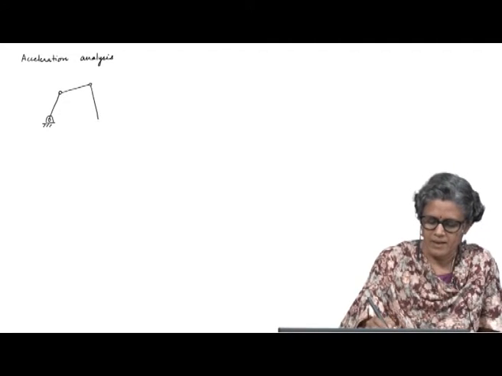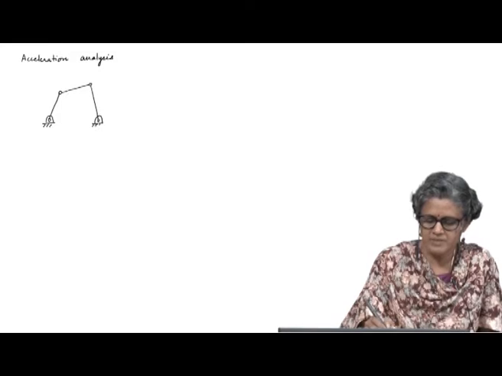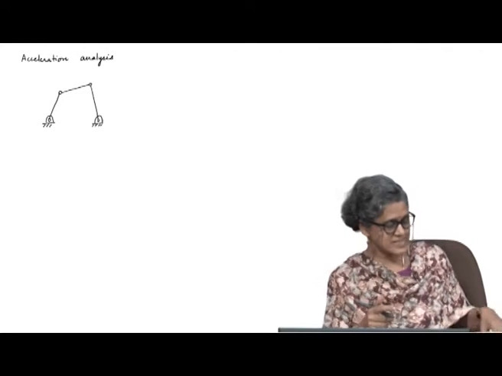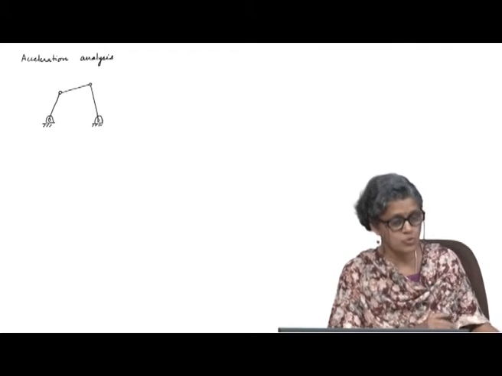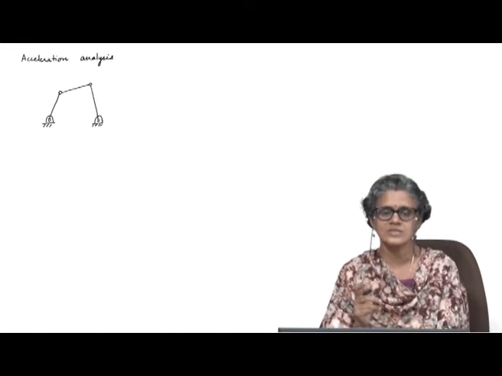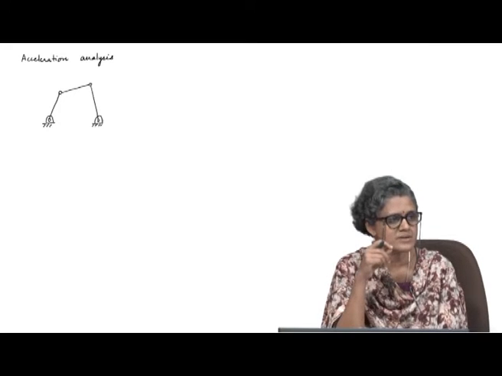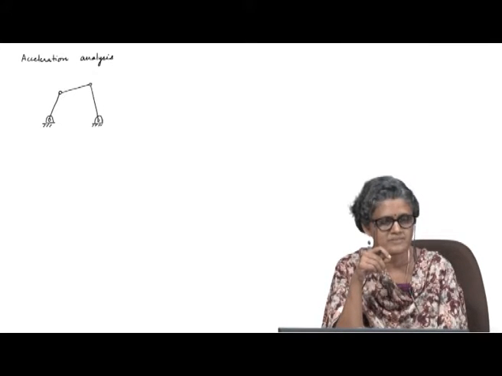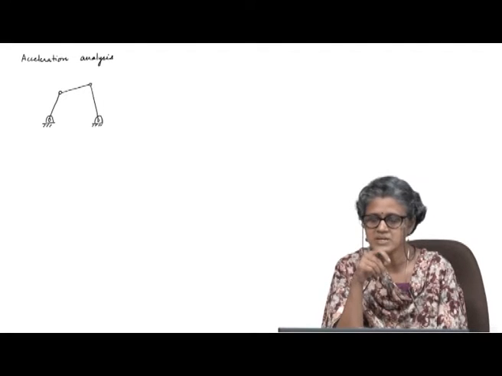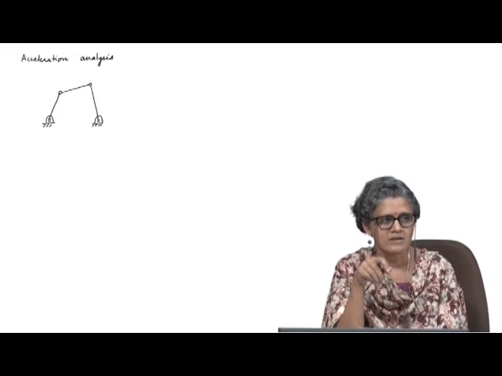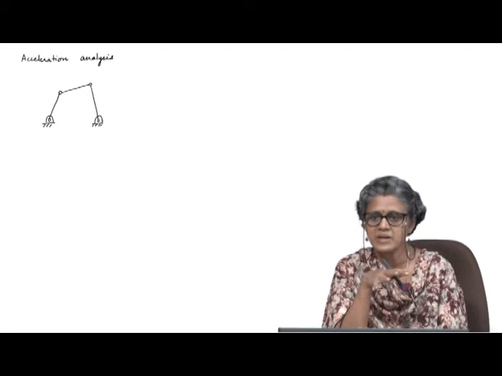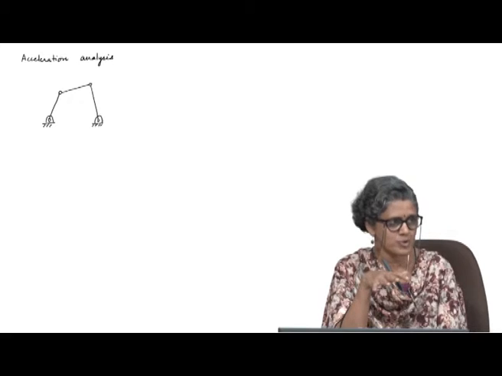So, we saw earlier how the acceleration difference between 2 points on the same rigid body has a normal component and a tangential component. The tangential component is dependent on the angular acceleration, whereas the normal component is only dependent on the angular velocity of the body.